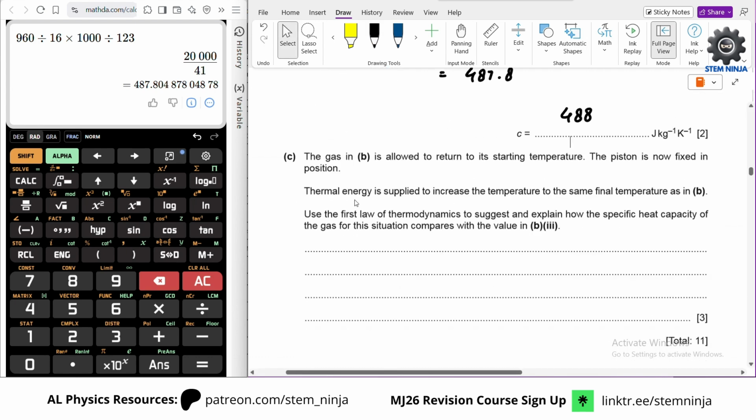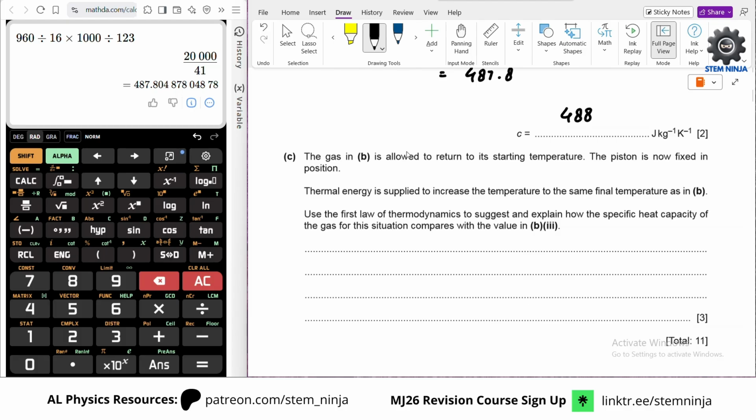The gas in B is allowed to return to its starting temperature. The piston is now fixed in position, and that means the volume is not allowed to change. The thermal energy is supplied to increase the temperature to the same final temperature as in B. Use the first law of thermodynamics to suggest and explain how the specific heat capacity for the gas in this situation compares with the value in B3.